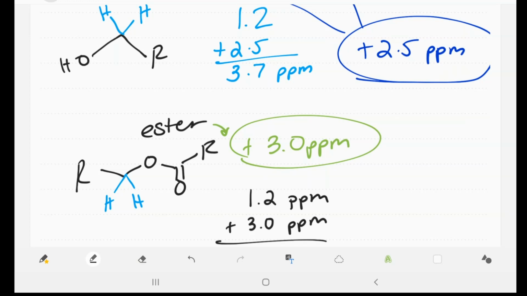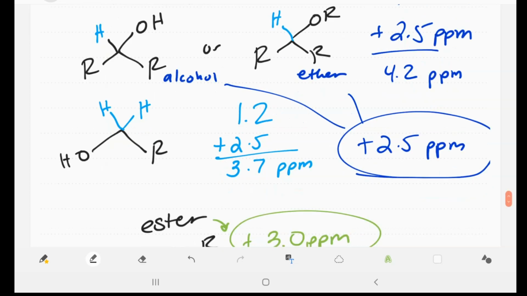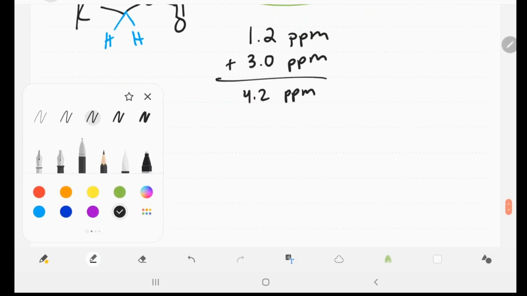So all of this stuff is to be put together. That's where the IR is useful. At a glance, you can say, I have an OH. That clearly tells me that this must be a CH on the same carbon as an OH. So all this information will be put together eventually. All right, so esters add 3.0. And if you have just a plain old carbonyl, that adds just 1.